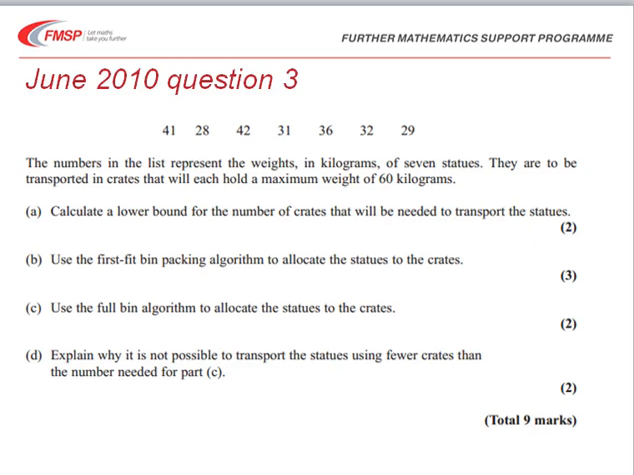In the first part of the question we're asked to calculate a lower bound for the number of crates that will be needed to transport the statues, and then to use the first fit bin packing algorithm to allocate the statues to the crates. Having used the first fit bin packing algorithm, we then go on in part C to use a full bin algorithm, and finally in part D to explain why it's not possible to transport the crates using fewer crates than the number needed for that part of the question.